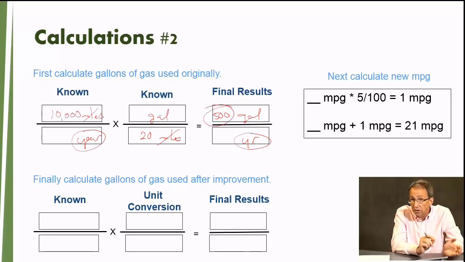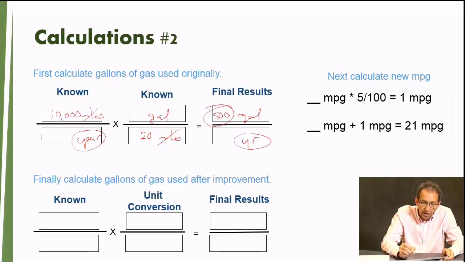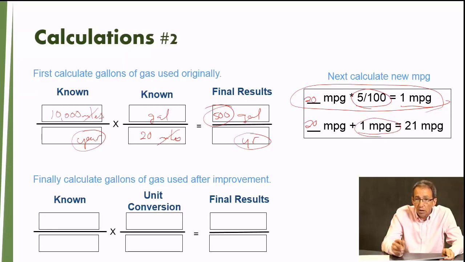I'm needing to purchase 500 gallons of gas per year with that 20 miles per gallon vehicle. So what is this in terms of this increase? I'm going to say my 20 MPG times that 5% increase, so 5 divided by 100, gives me a 1 mile per gallon increase. And hopefully you can do this math. So my 20 miles per gallon, and I add that 1 mile per gallon increase, and I'm at 21 miles per gallon.